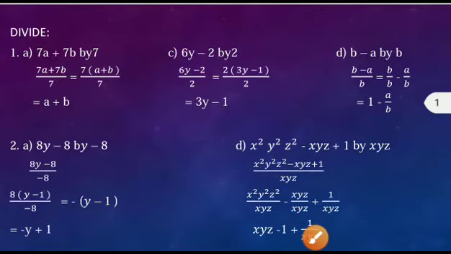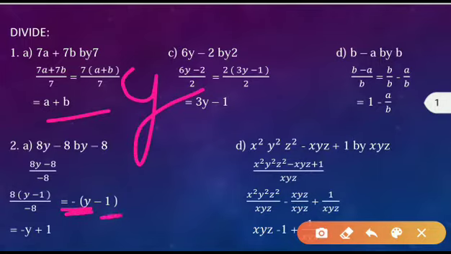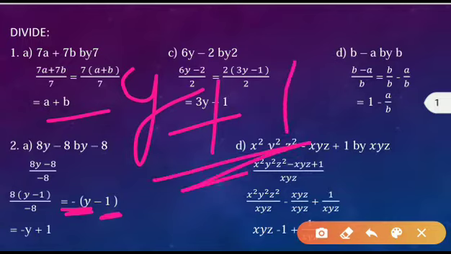Okay. If a minus sign is outside of the bracket, when the bracket opens, all the signs will change. This y will become minus y and this minus 1 will become plus 1. If minus is outside of the bracket, when the bracket opens, plus will become minus and minus will become plus. So this will be your answer.